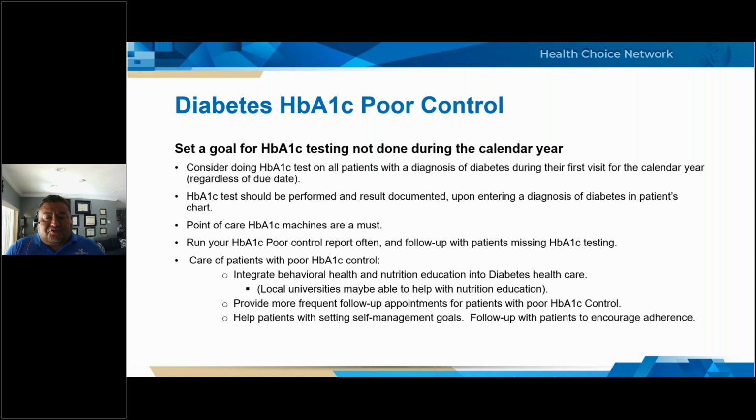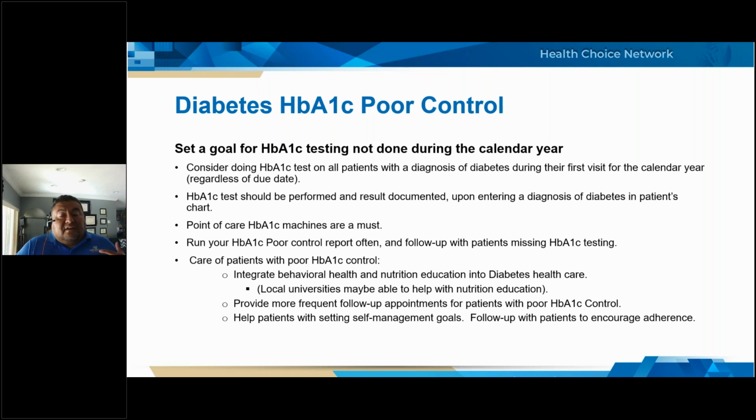Run your HbA1c poor control reports often, and follow up with those patients who are missing the HbA1c testing. If they don't have a documented A1C, create that list, give it to one of your MAs or one of your staff, and have them call those patients, send out a text message, send them a message to the portal, whatever tools you have in order to recall those patients back into your practice to get that missing A1C. Because if you have a big list of patients who don't have an A1C documented, I guarantee you that your compliance isn't going to be where you want it to be. You bring those patients in, they all get an A1C. I guarantee you some of them will fall into the compliant range.